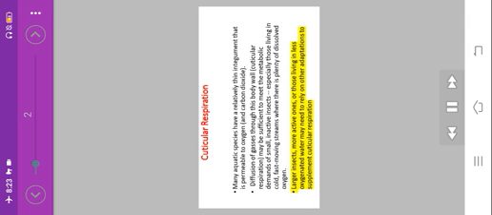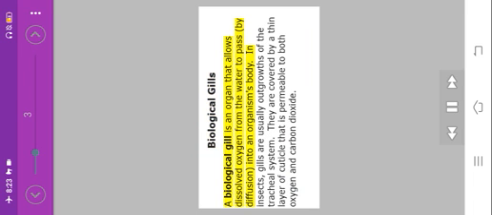Larger insects, more active ones, or those living in less oxygenated water may need to rely on other adaptations to supplement cuticular respiration. Biological gills. A biological gill is an organ that allows dissolved oxygen from the water to pass by diffusion into an organism's body. In insects, gills are usually outgrowths of the tracheal system. They are covered by a thin layer of cuticle that is permeable to both oxygen and carbon dioxide.